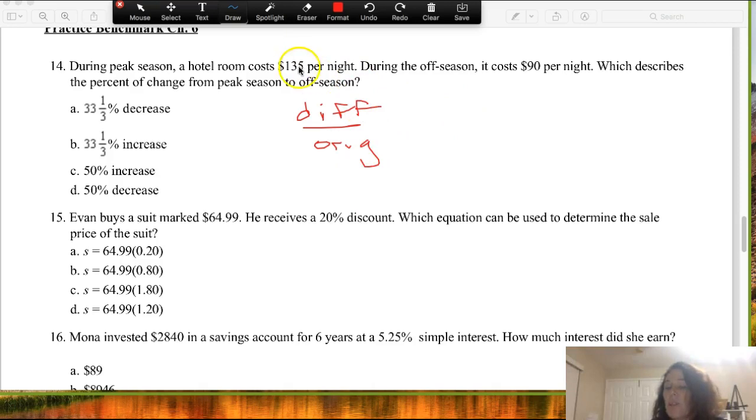And then I'm going to get my decimal and move it over to get my percent instead of multiplying by 100. So let's go: 135 minus 90 over my original, which was 135. So you can see it's going down. It's a decrease. If I do 135 minus 90, I get 45. Divide that by 135.